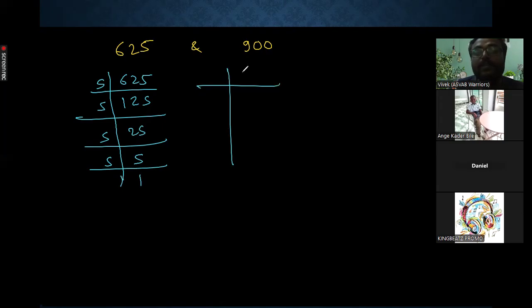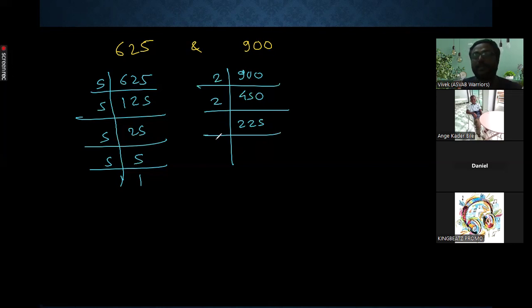The next is 900. 900 can be divided by 2. What would we get? 450. 450 can be divided by 2. What would we get? 225. Yes, 225.